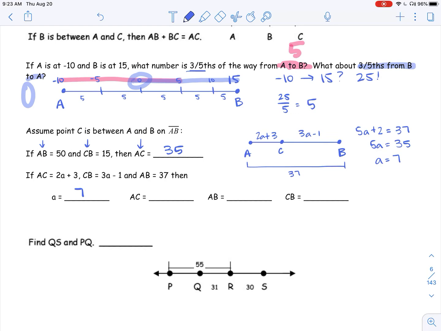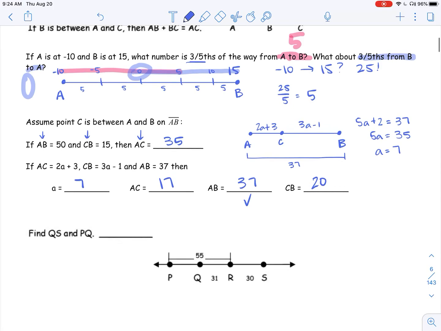So if I put a 7 into segment AC, that will give me 2 times 7, which is 14, plus 3. And if I plug it into CB, I'm going to have 21 minus 1, which is 20. And the two of those add together to give me that length of 37.